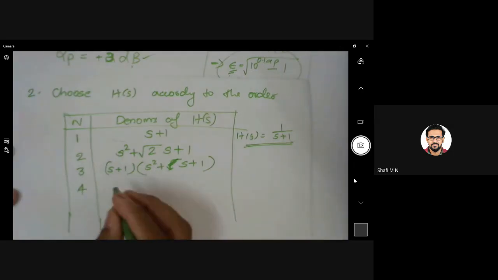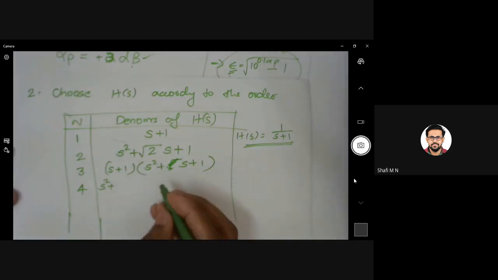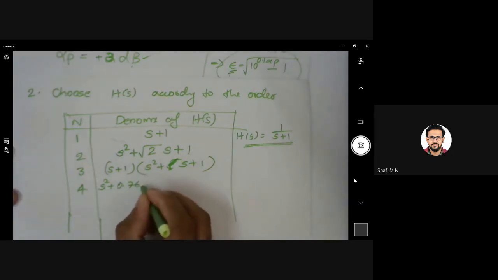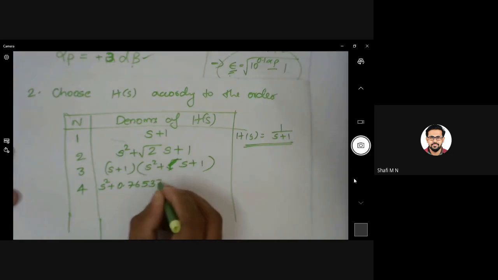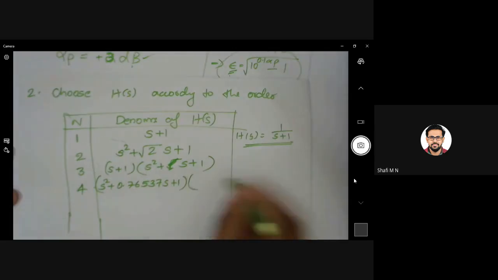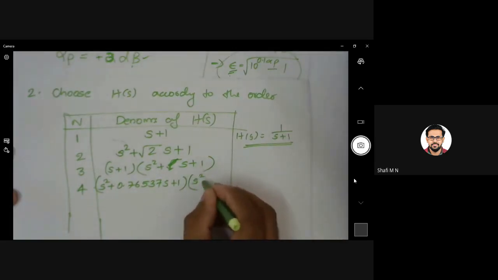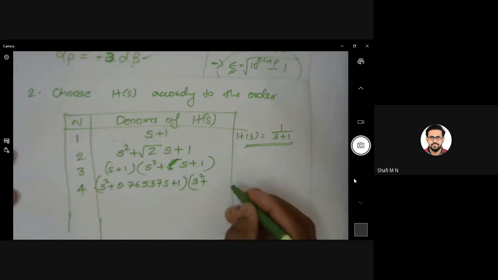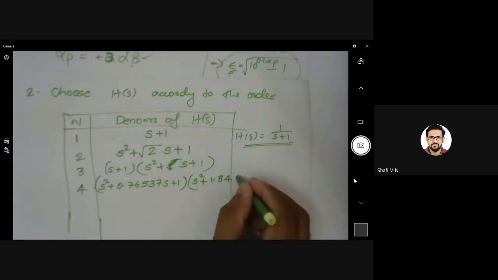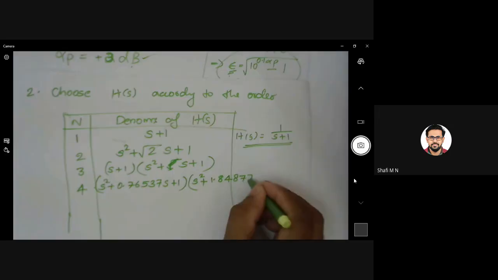Now the fourth, if the order is 4, this will be s square plus 0.76537 s plus 1 into, again, a second order polynomial, s square plus 1.847 s plus 1.